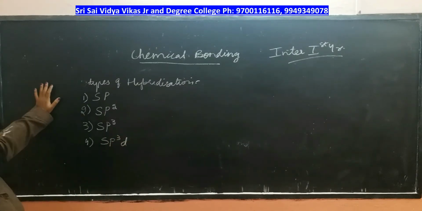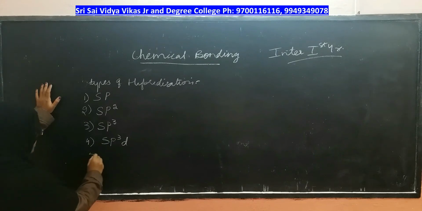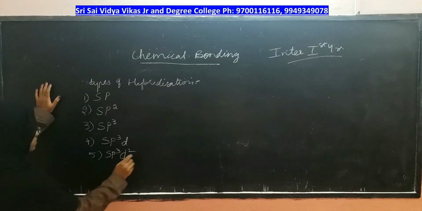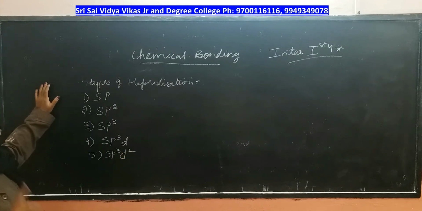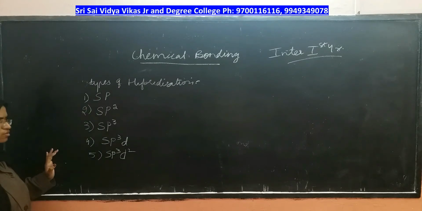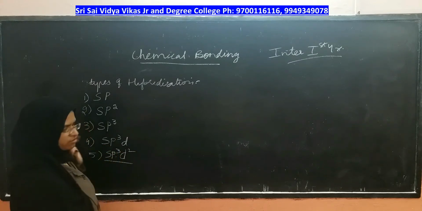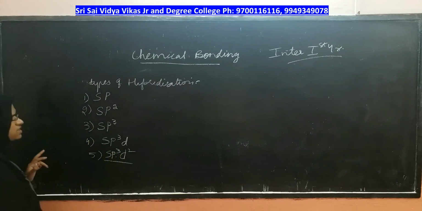Next is sp3d, in which one s orbital, one d orbital and three p orbitals intermix with each other to give a new set of hybrid orbitals called sp3d. Next is sp3d2. In this type of hybridization, one orbital from s, three orbitals from p and two orbitals from d intermix with each other to give hybrid orbitals called sp3d2 hybrid orbitals. Right? Now let us look at each hybridization.